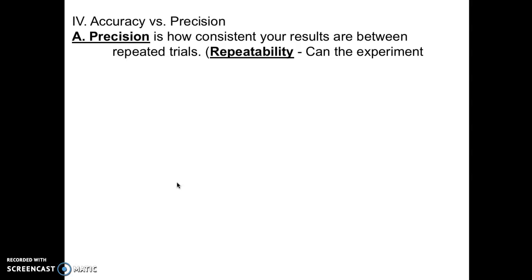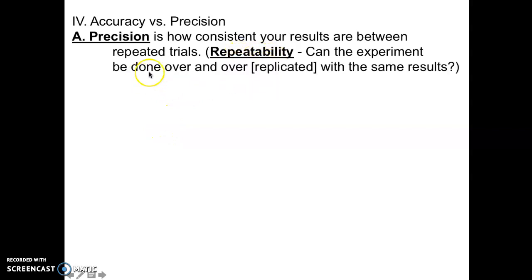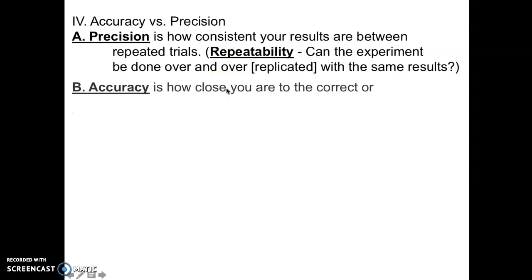Precise means we do it each time, we get about the same results. If they are consistent or precise, then we assume that we're probably right because we say the experiment has repeatability. Now, repeatability is kind of my word for it because it means we can repeat the experiment and get the same results. Can the experiment be done over and over with the same result each time? The scientific word for that is replicated. You think about DNA replicates or makes a copy of itself. Well, in this case, can we do the experiment or copy it over and over and still get the same results each time? If we can, that means we probably are correct.